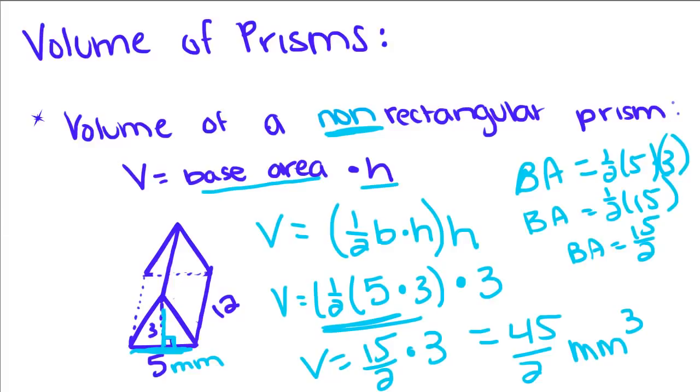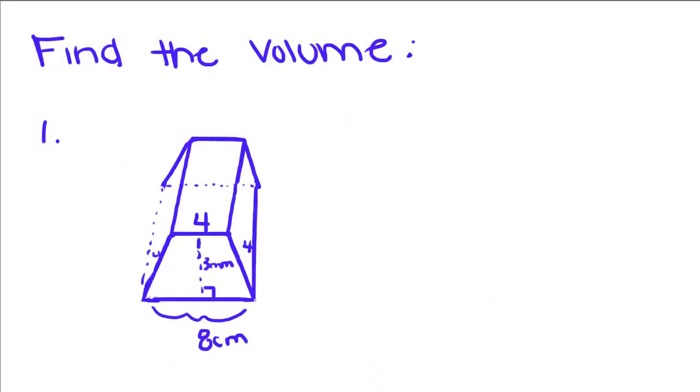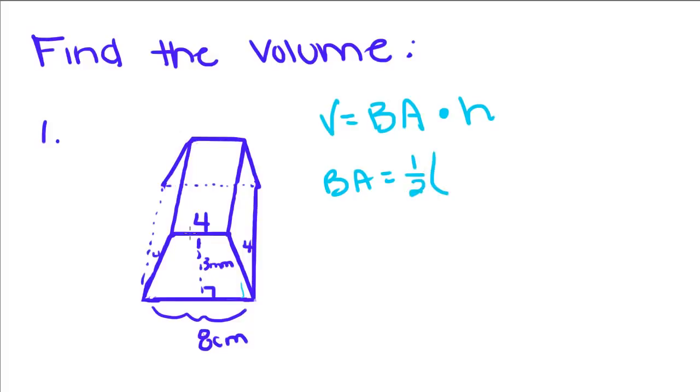So now we're going to do an example. Find the volume. This is a trapezoidal prism because its bases are trapezoids. For the volume, it's base area times height. So let's find our base area. If you remember, the area of a trapezoid is 1/2 times base 1, which is 4, plus base 2, which is 8, times the perpendicular height, which is 3.